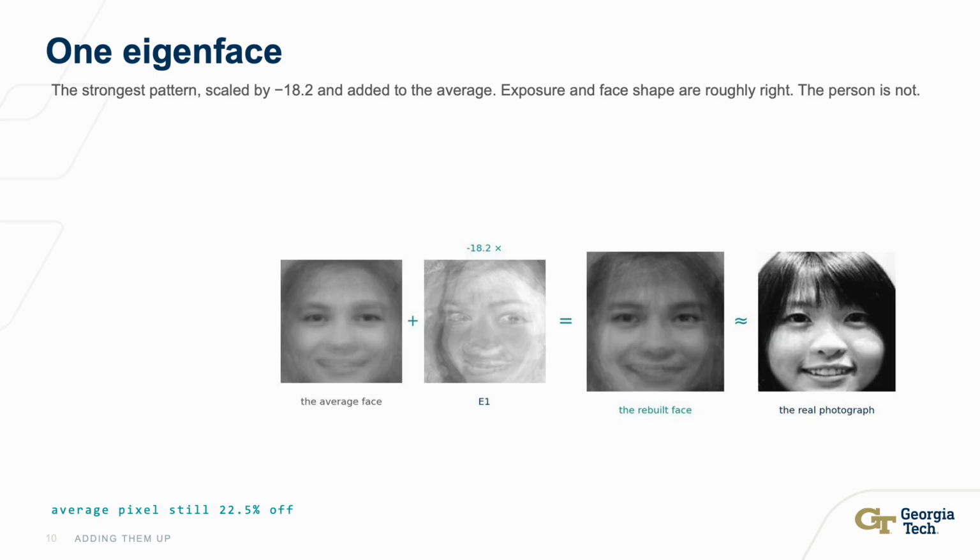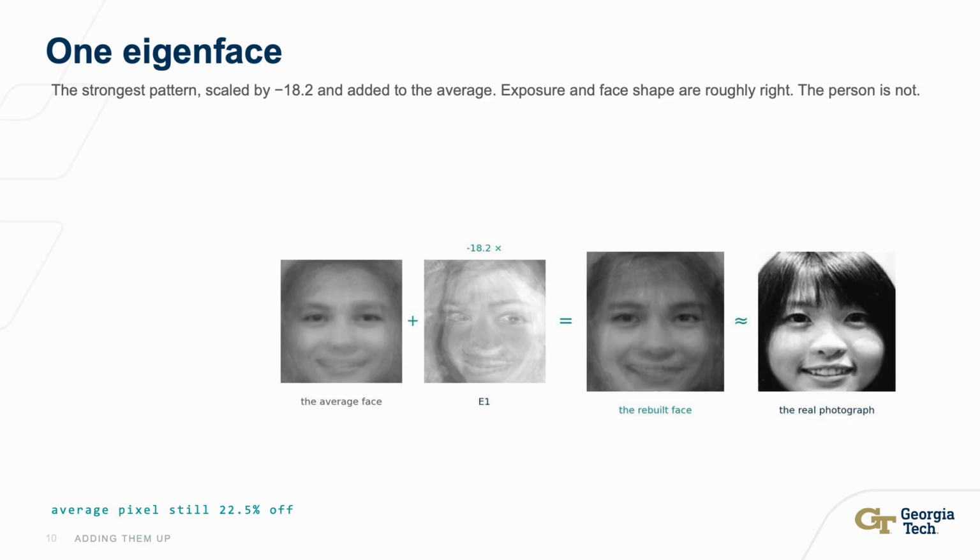Now we use them. Same recipe every time. Start at a mean face, then add eigenfaces one at a time, each scaled by an amount that belongs to this particular person. This is one eigenface, E1, scaled by minus 18.2, added to the average. Minus so that the frame is darkened. Look at what we have got. The exposure is roughly right and the face shape is roughly right. The person is not there yet. The average pixel is still 22.5% away from the true photograph.